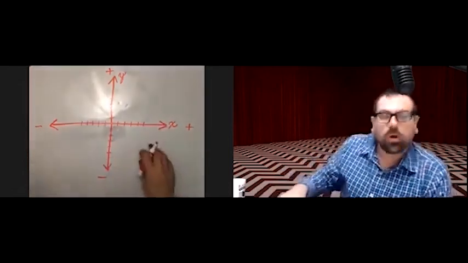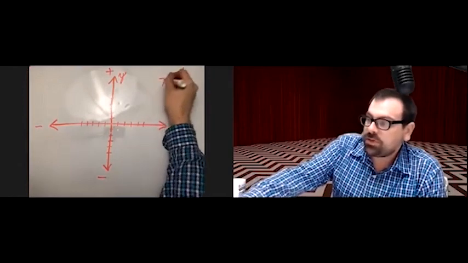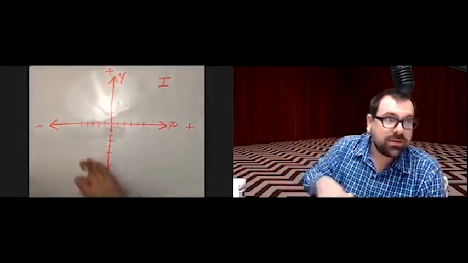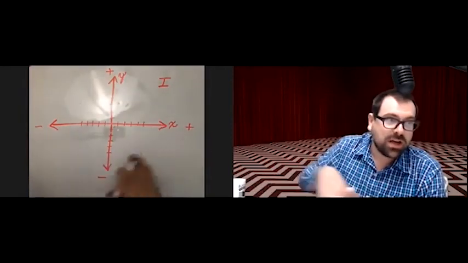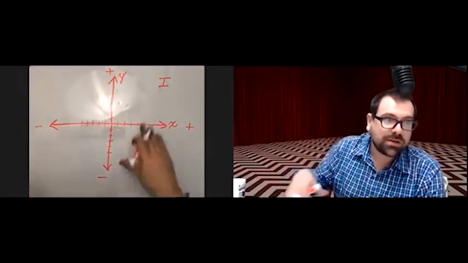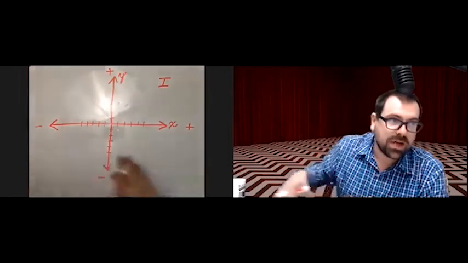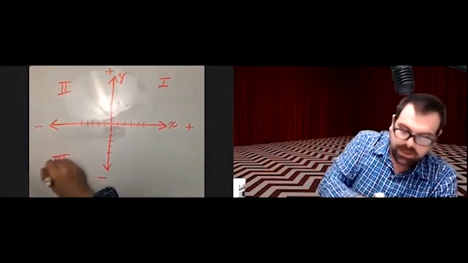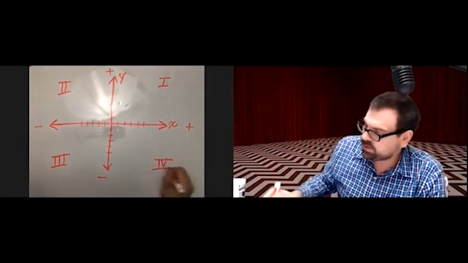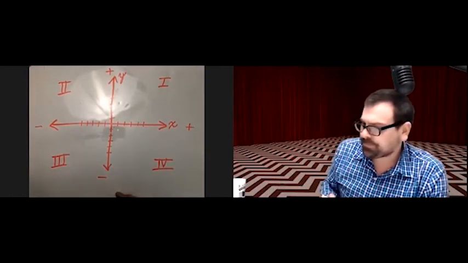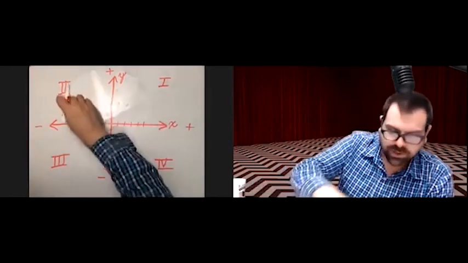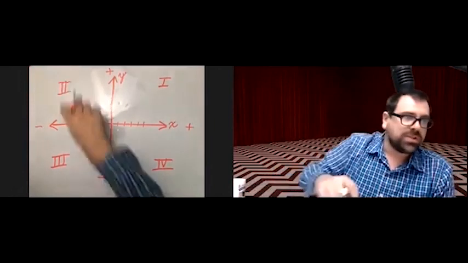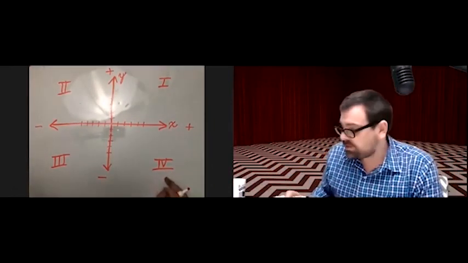This is separated into 4 quadrants. We start numbering our quadrants in the top right, and we move counterclockwise. So that's against the direction of a clock. Clock goes this way. That's clockwise. We go counterclockwise when we're numbering. 1, 2, 3, 4. Okay. And we use Roman numerals. Quadrant 3 is lower left. Quadrant 1 is upper right. Quadrant 2 is upper left. Quadrant 4 is lower right.